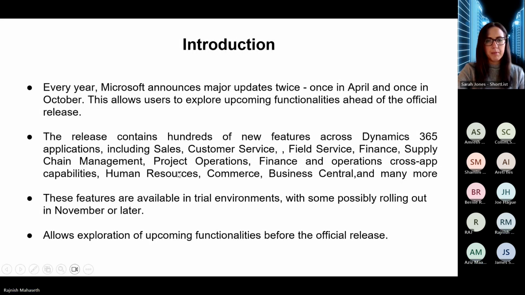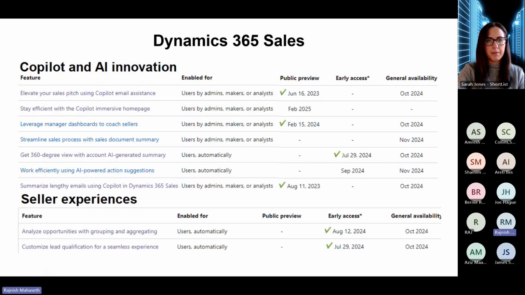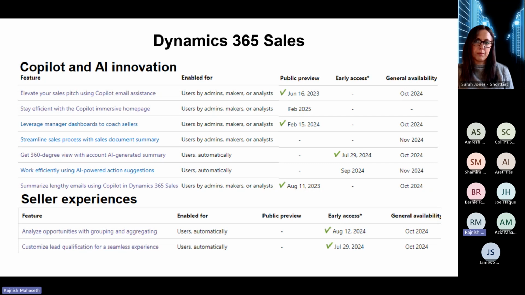In the sales module, they have introduced two features. One is with the Copilot and one with the seller experience. In the Copilot, we have a 360-degree view of the account, the sales process, document summary, and various other AI features. Similarly, in the seller experience, we get new features for customizing lead qualification and analyzing opportunities with grouping and aggregating. So I'll be taking two features from Copilot and Seller Experience.